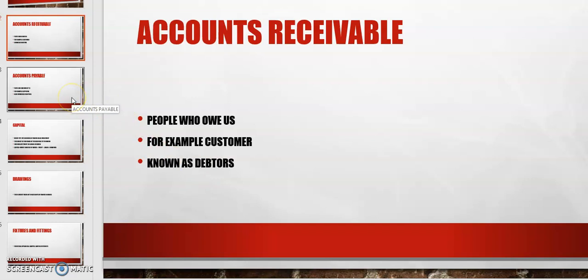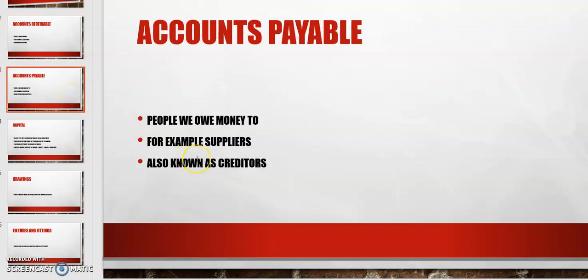Next then, accounts payable, which is the opposite. People we owe money to, we being the organization, for example, suppliers, also known as creditors. If you think about it, we've bought something off the suppliers, they've given it to us, we haven't paid them yet, so they are our creditors. So back to the general ledger then. That explains the receivables control account and the payables control account.